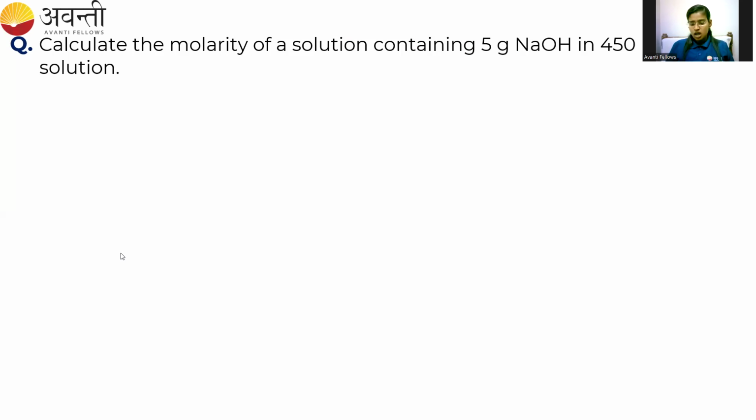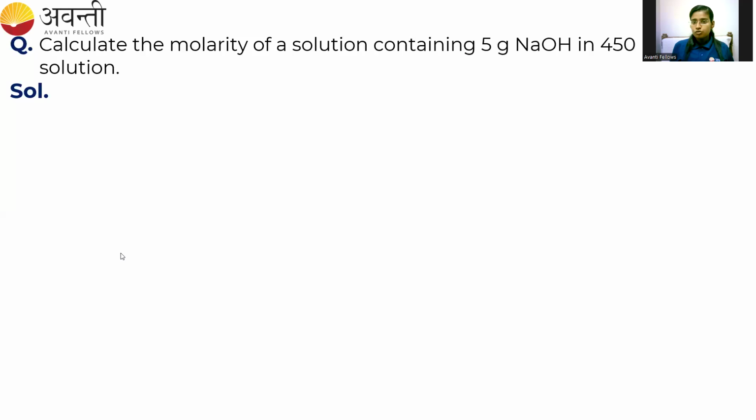What we need to do? How to calculate the molarity of a solution containing 5 gram sodium hydroxide in 450 ml solution? Whenever you are provided with physical chemistry questions like this, first thing you need to do is write down all the given information in the question. So what is given in the question?